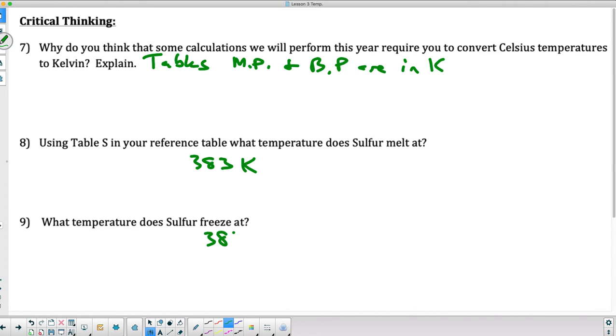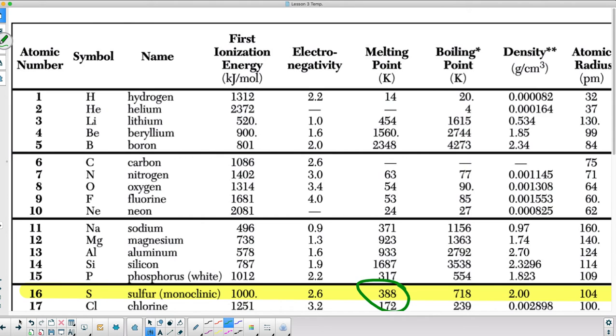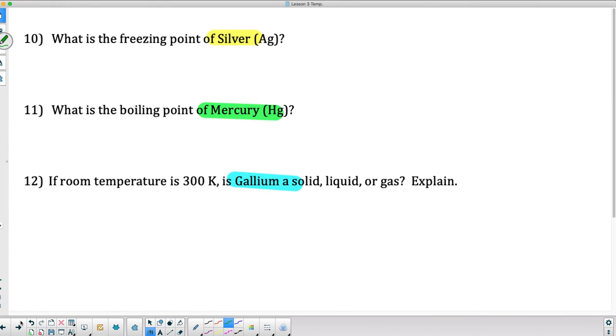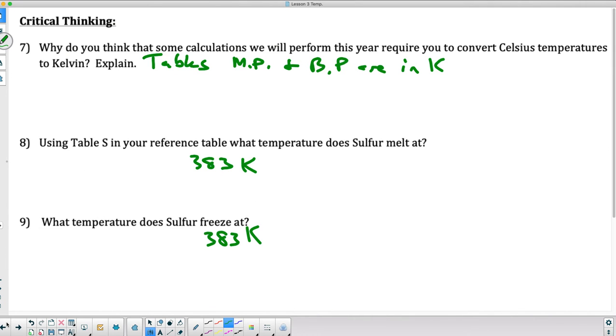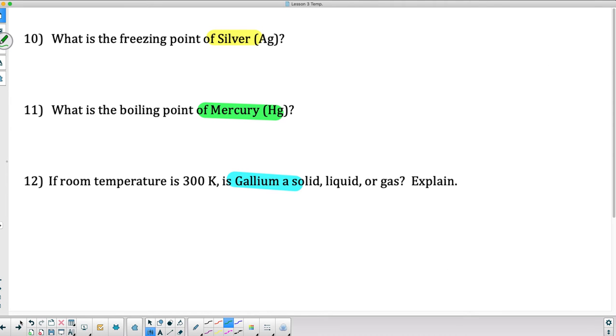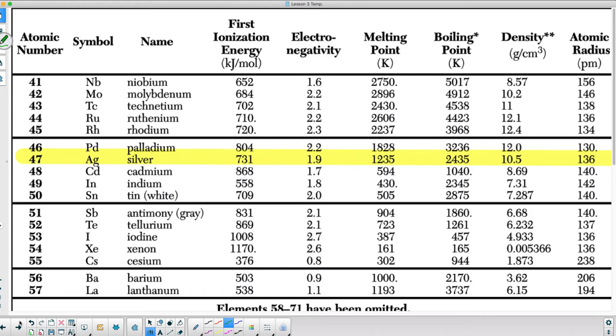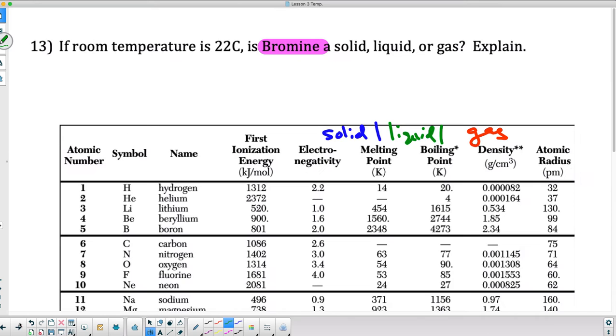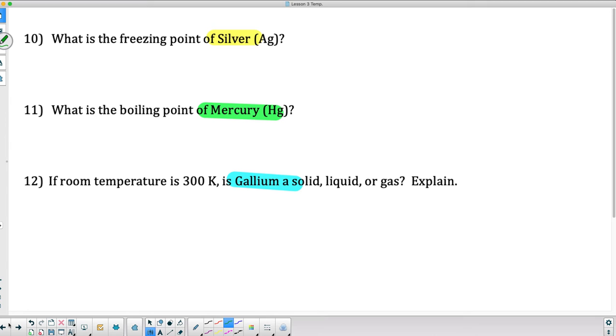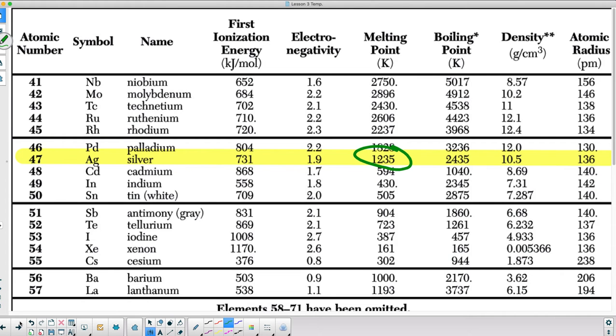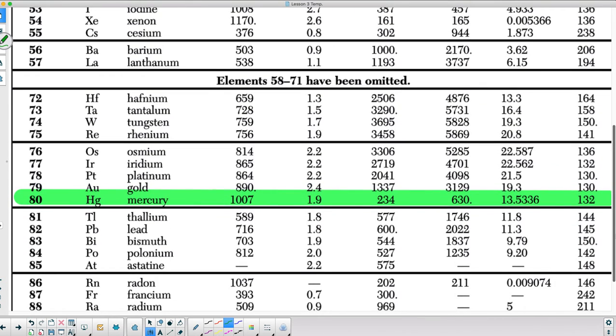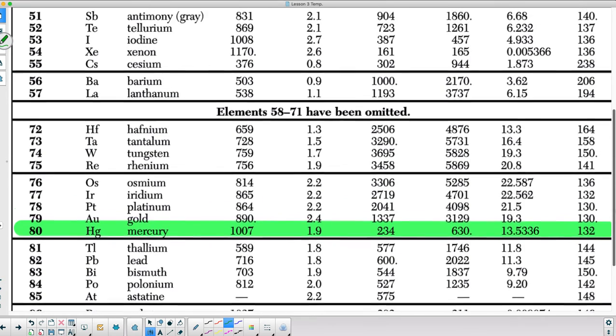Now here's the key. Okay, melting point is equal to freezing point. Melting and freezing are the same point. So 383 is also the freezing point. So we continue on here, and it says, did I miss something? Nope. So for number 10, what's the freezing point of silver? You go to the next one. Silver is here. It's there. You can fill that in. Mercury, look that up on Table S again. You can see that here, Table S. Down here for mercury has the boiling point.